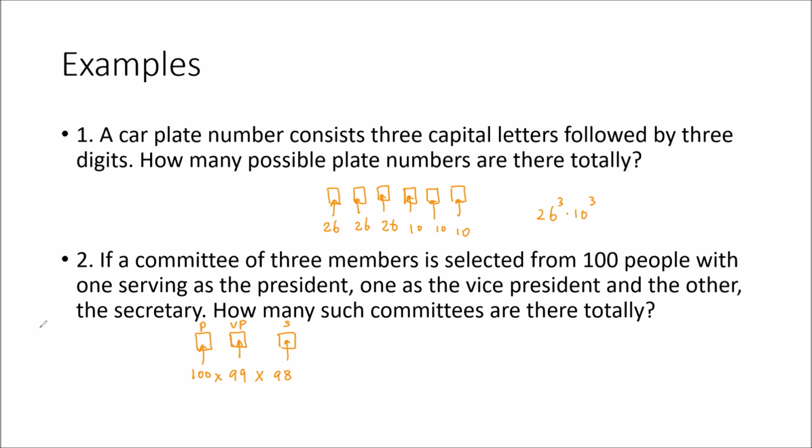Okay, so that's another example. We actually have a notation for this product. We're going to denote it by P100 choose 3. This P is called permutation. So that's the notation of a permutation.